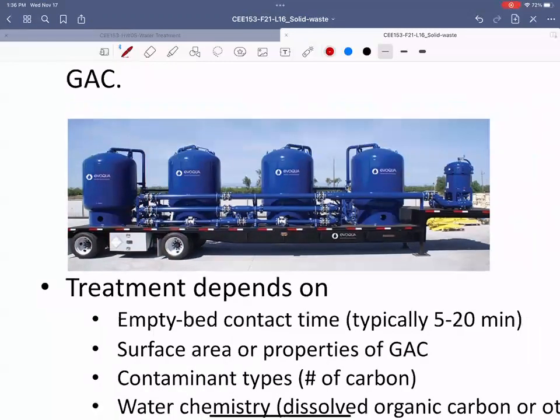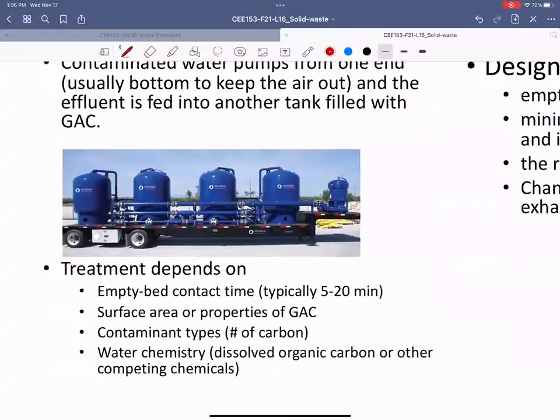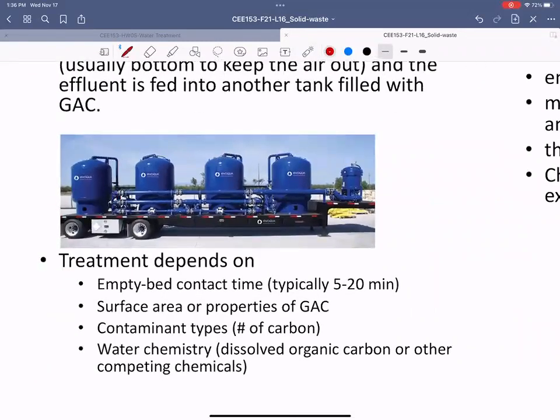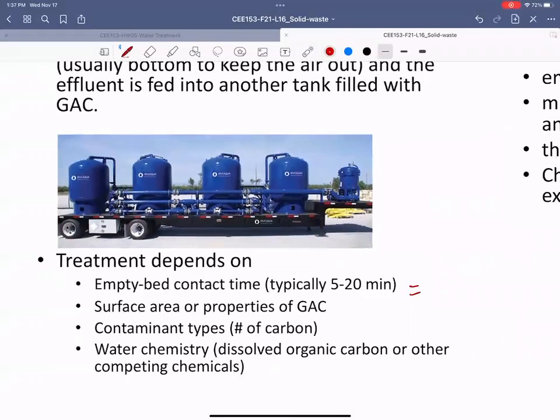So these are the definitions. A lot of times people use hydraulic retention time. This is the same as empty bed contact time, meaning how long the polluted water will stay inside the system, which is 5 to 20 minutes, and is basically volume of the tank divided by flow rate. Volume of tank, which is empty bed. This is the flow rate. That means you have basically a maximum of 5 to 10 minutes for the pollutants to be adsorbed onto the activated carbon.